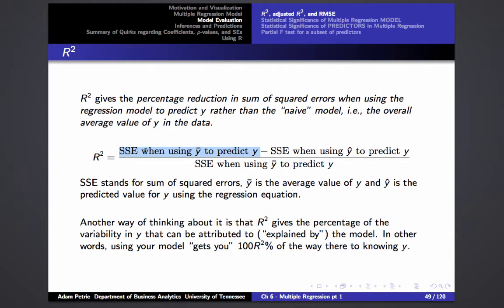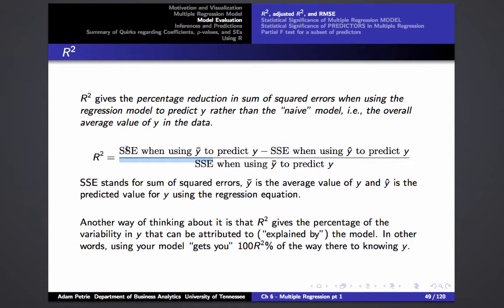So if we do that, that'll make errors. If we sum up the squared errors of that, here's the sum of squared errors when using the naive model to predict y. And the regression model is always going to do better. Whenever we have a regression model, you have a bit more flexibility to fit the data, and so the sum of the squared errors when using the regression model to predict y is always going to be a bit smaller.